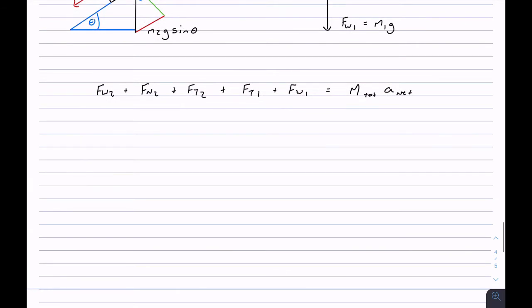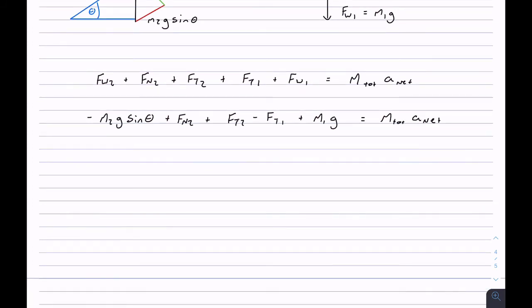Okay, so then we just said that this is going to be negative. This is m2g sine theta, right? We're also going to have normal force plus tension force, and then a tension force again, which is going to be negative. And then we have positive m1g equals m total a net, right?